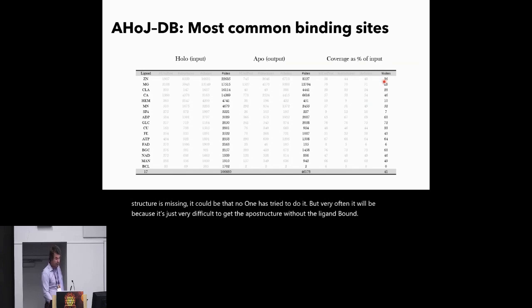And there are other examples like chlorophyll and bacterial chlorophyll. There is not a single structure of the protein without the ligand available, although there are quite a lot of structures already. So I think in those cases, it's very unlikely that no one has tried to do that. It's just probably impossible.